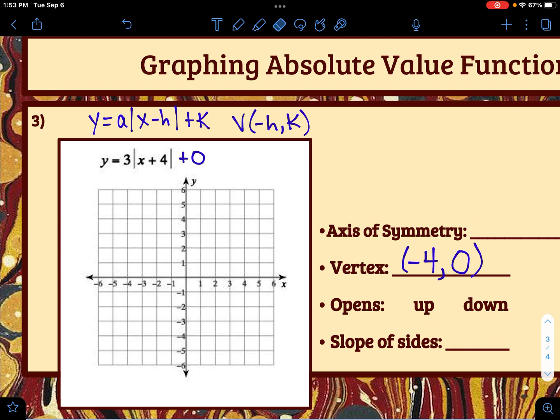Here, you want to see this? This is cool. Let's see if I can make it a perfect box. There we go. And then the slope of the sides, I'm going to write it so I can see the rise over run. The slope of the sides is going to be 3/1. Remember, the axis of symmetry goes through the vertex, so they share an x value.